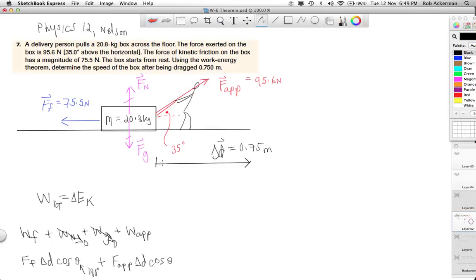Here, displacement's to the right, but the pulling force, the applied force, is at 35 degrees to that. So be very careful. This is a 35-degree angle. What is all of this equal to? When you add all of this up, it's supposed to be equal to delta Ek. What's delta Ek? Delta anything is final value minus initial value.